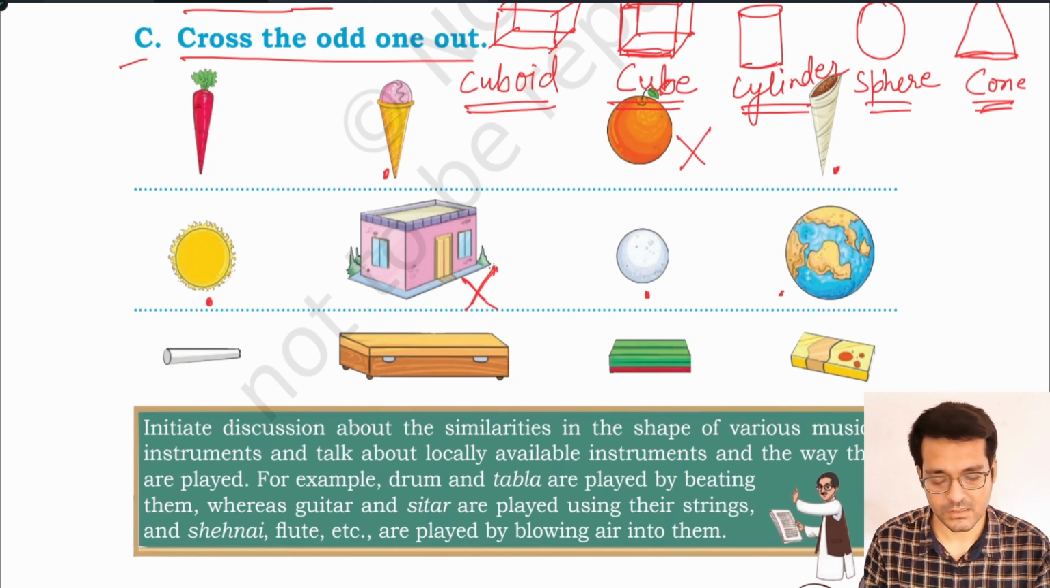Similar to this, this chalk is cylindrical in shape. This wooden box is of cuboid shape. This soap is of cuboid shape. This piece of cake is of cuboid shape. So the only thing that is the odd one is this cylinder. You have to cross it out. That is the chalk piece in the form of cylinder.